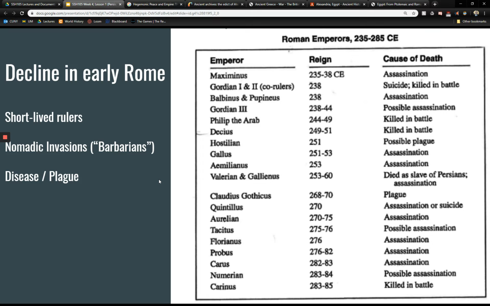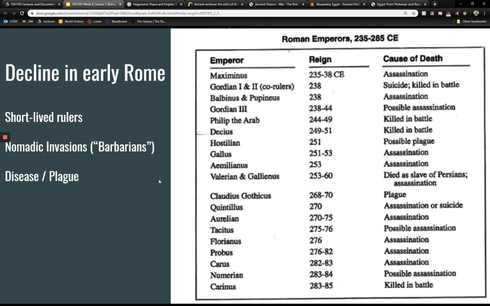Other reasons are nomadic invasions, and the term barbarian is used quite a lot. These invasions come from all directions, often from the steppe, from Central Asia, also the Goths and people like that from parts of Europe are famously invading Rome regularly throughout the decline of the Roman Empire.